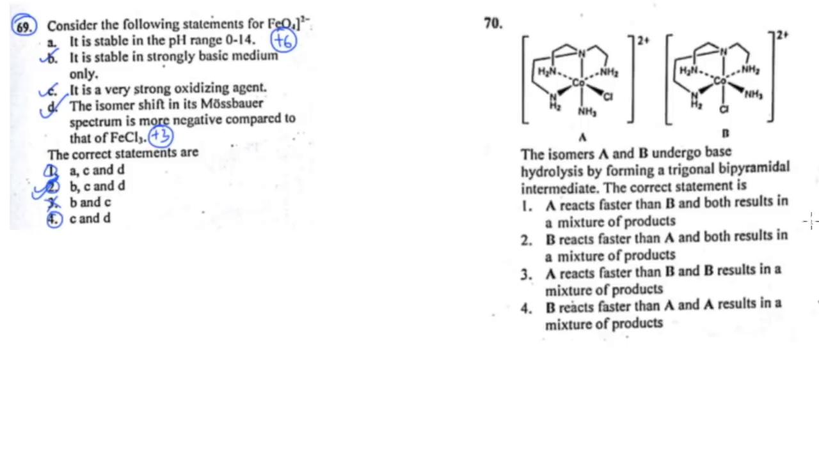Okay, let's talk about this particular question. It says that in this particular question, isomers A and B undergo base hydrolysis by forming a trigonal bipyramidal intermediate. The correct statement is. So for that, first of all, you need to find out what the intermediate actually is. So I'll try to show you how this reaction is actually taking place. So in the first one, I'll just do it over here. Okay, so you have these complexes.